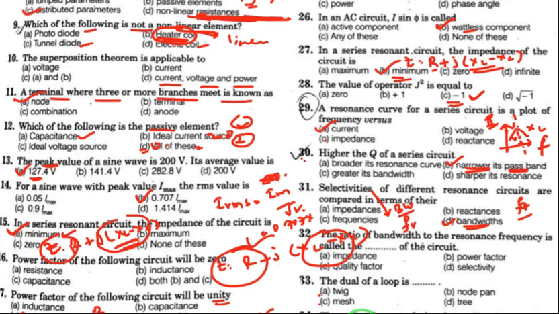The ratio of bandwidth to the resonant frequency is called, just now we have seen, selectivity. It is the same question, just slightly modified. The ratio of bandwidth to the resonant frequency is selectivity. Next one.